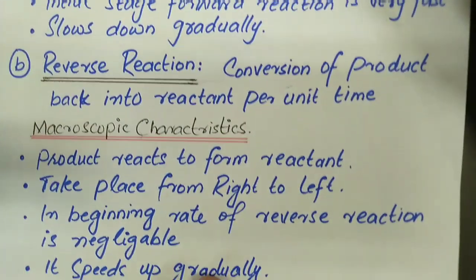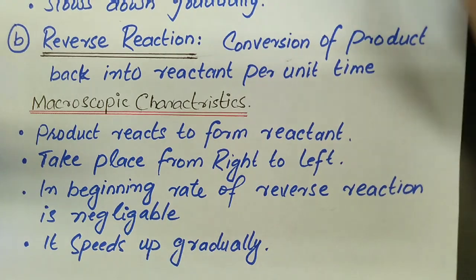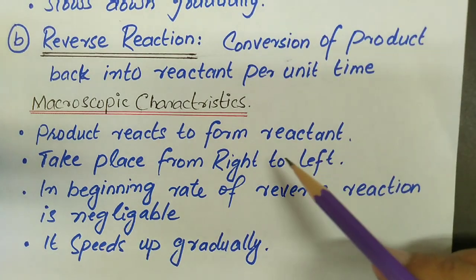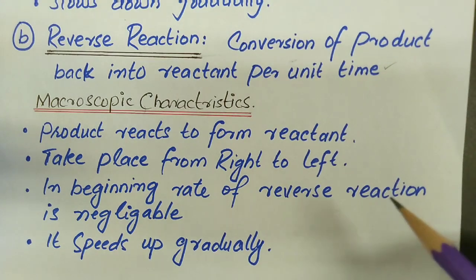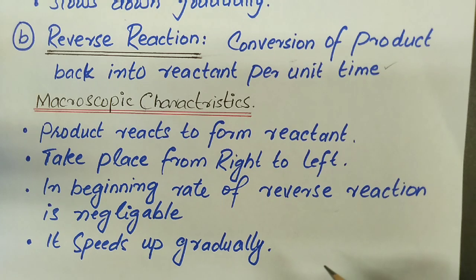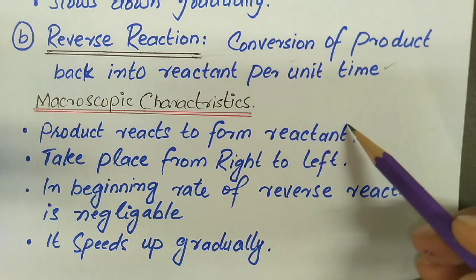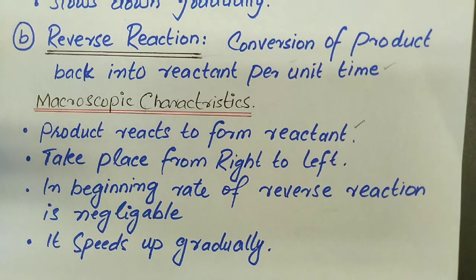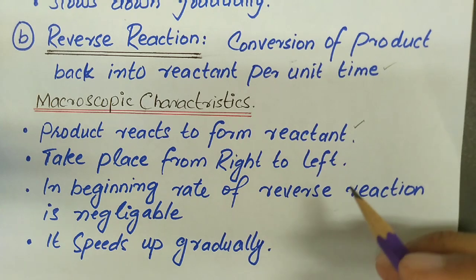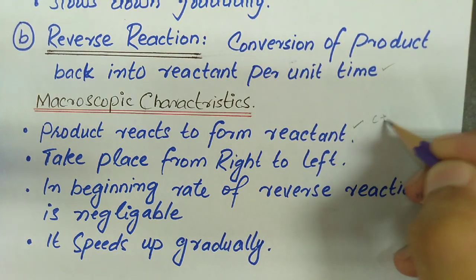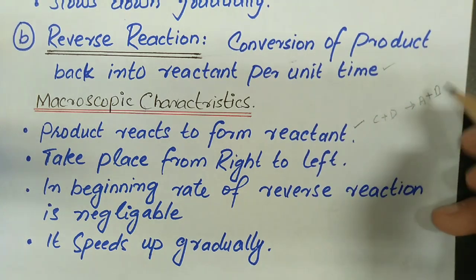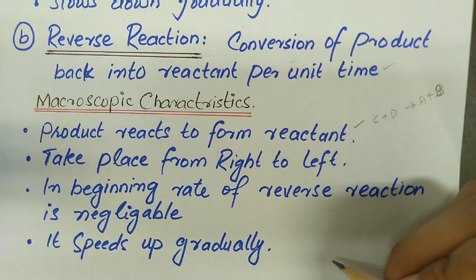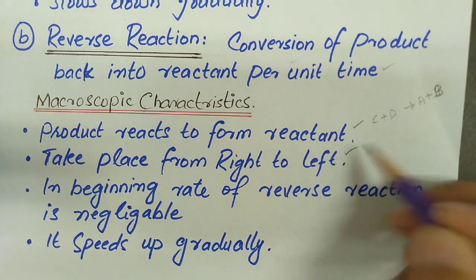Reverse reaction. Conversion of product back into reactant per unit time is called reverse reaction, or when the product converts back into the reactant, it is called reverse reaction. The main characteristics of reverse reaction are: product reacts to form reactant, that is, here C plus D is the product, it converts back to A plus B. So, this condition is called reverse reaction. They generally take place from right to left.